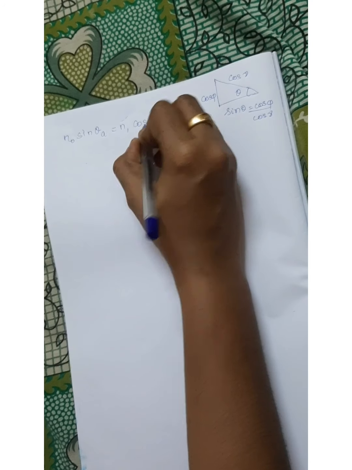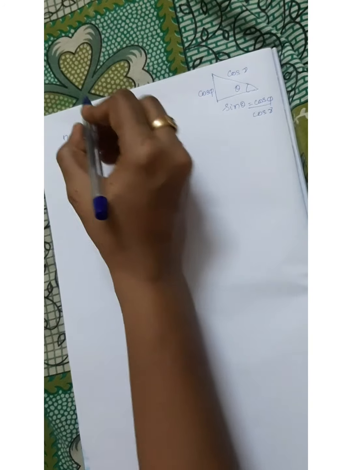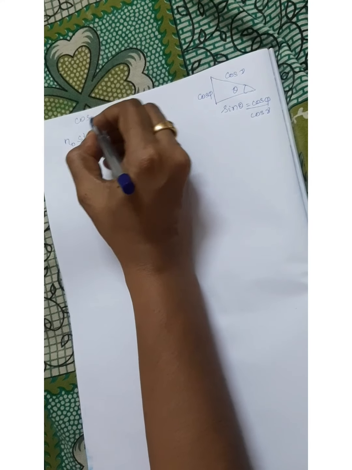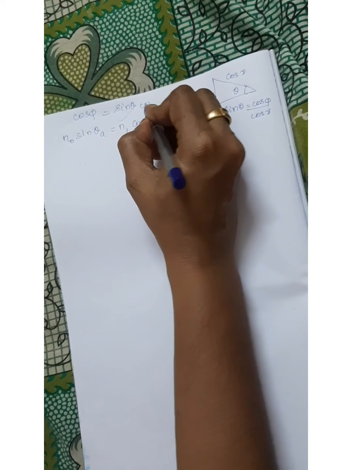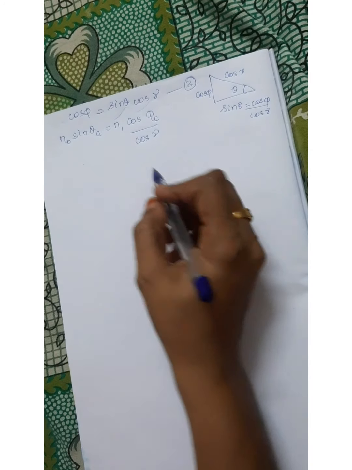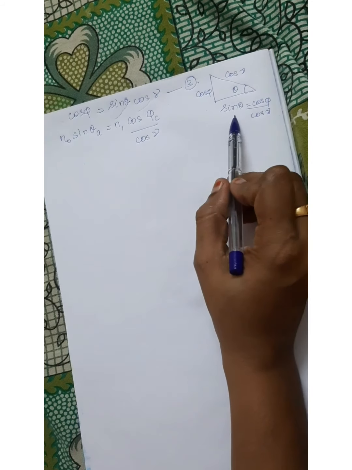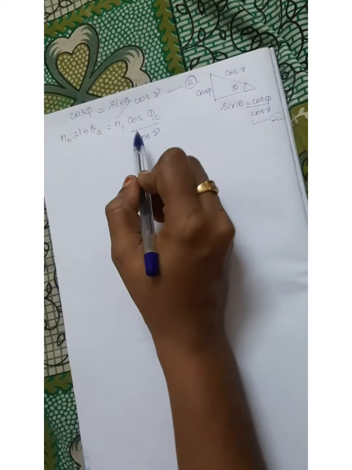So in the place of sin theta, in the previous equation, we are substituting cos phi equal to sin theta cos gamma. Take this as equation number 3. Take the earlier one as equation number 2 and substitute this equation 2 in equation 1.